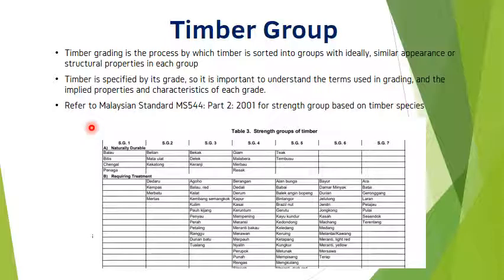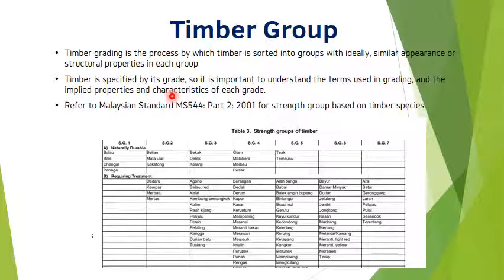Due to various types, origins, and properties of wood, it is important to group the wood so it is easy for engineers to design timber structures. Timber grading is a process by which timber is sorted into groups with ideally similar appearance or structural properties in each group. Timber is specified by its grade, so it is important to understand the terms used in grading and the implied properties as well as the characteristics of each grade.